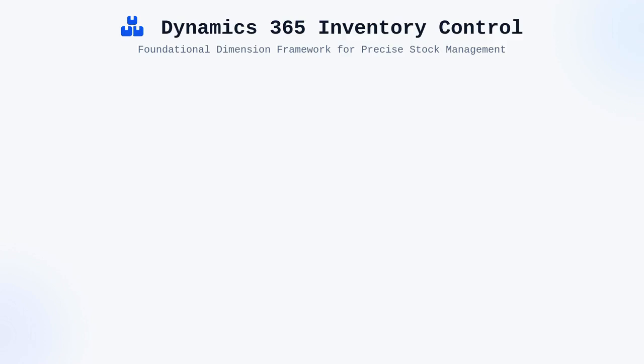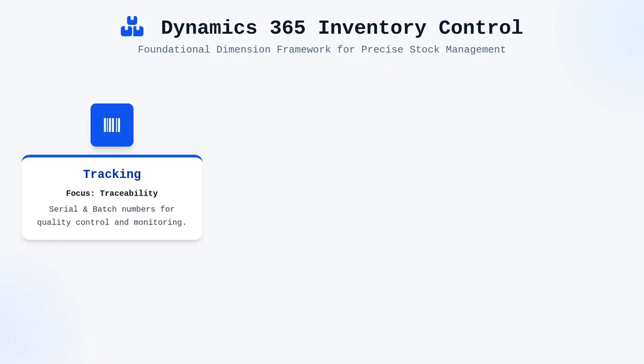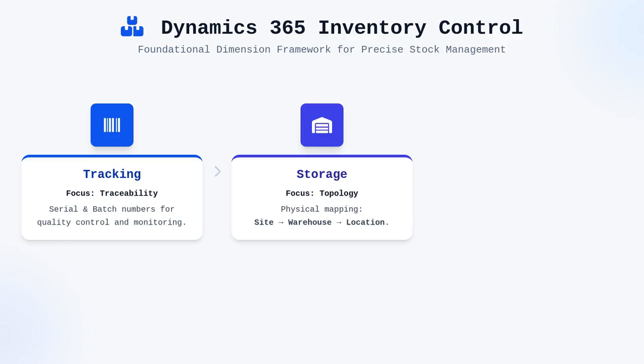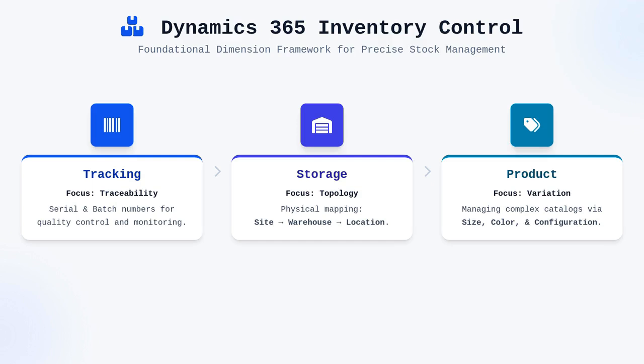Successful inventory control in Dynamics 365 starts with a precise understanding of the three primary dimension types that define any product. Tracking dimensions determine how you monitor items, such as by serial number or batch number, which is essential for traceability and quality control. Storage dimensions define the physical topology of your inventory, including the site, warehouse, and specific location where goods reside. Product dimensions are reserved for items that share common properties but vary by size, color, or configuration, providing a clean way to manage complex catalogs without creating unnecessary individual product records.